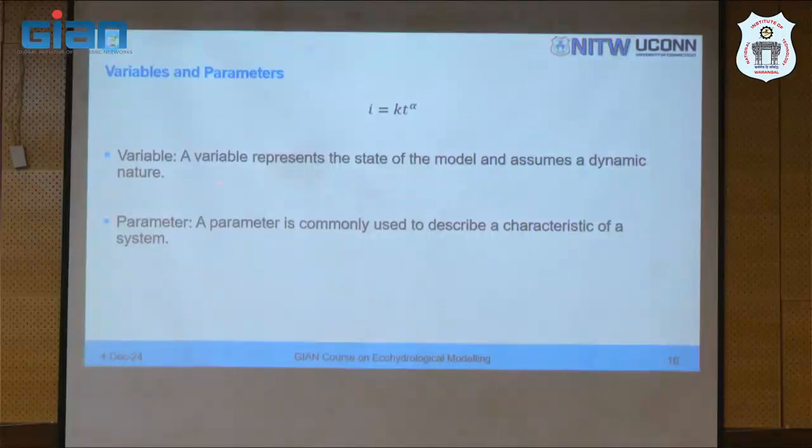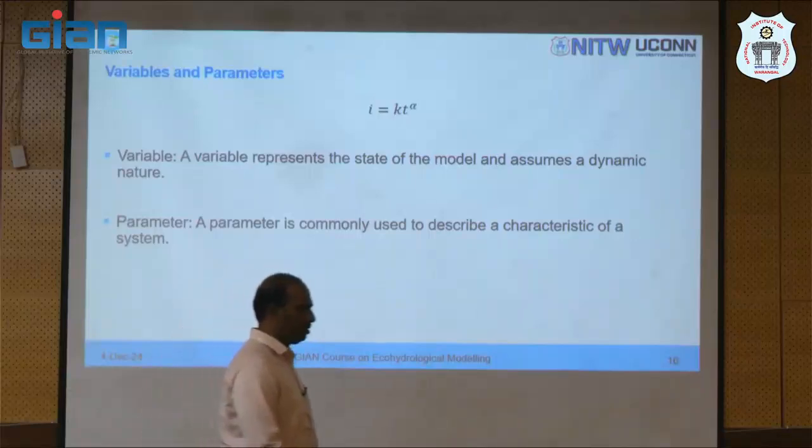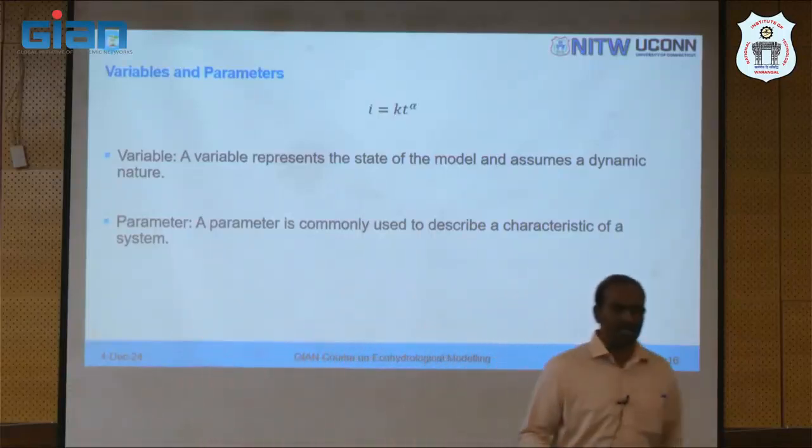A variable represents the state of the model and assumes a dynamic nature, right? Any variable, it can be time, it can be stream flow, it can be precipitation. So a variable is where it has a dynamic nature.